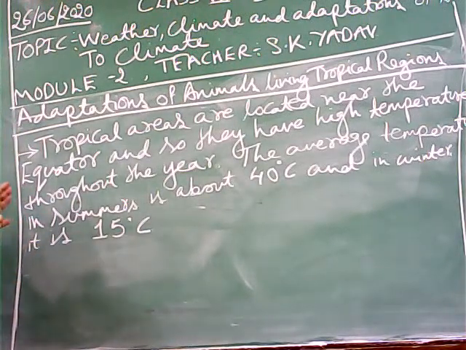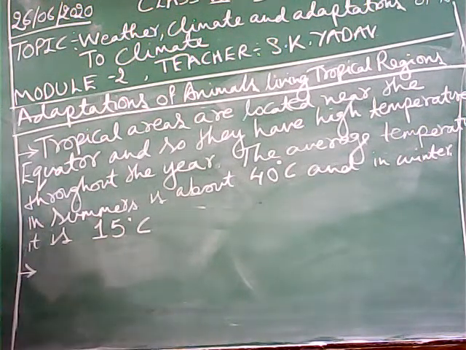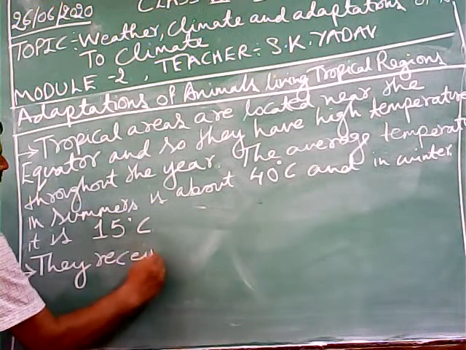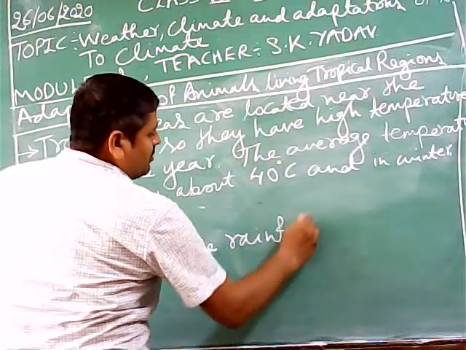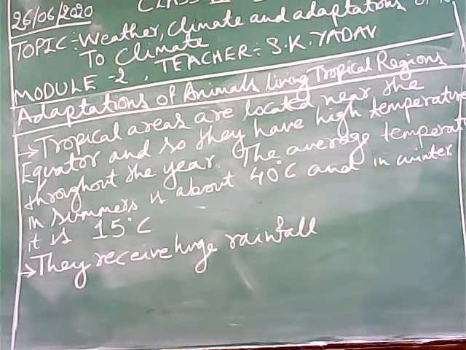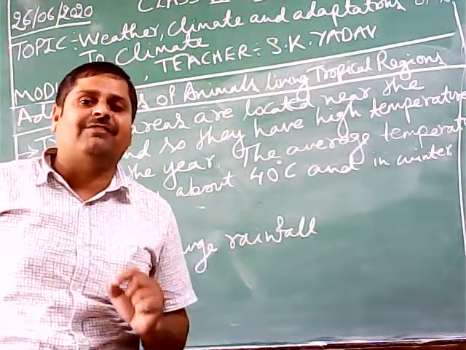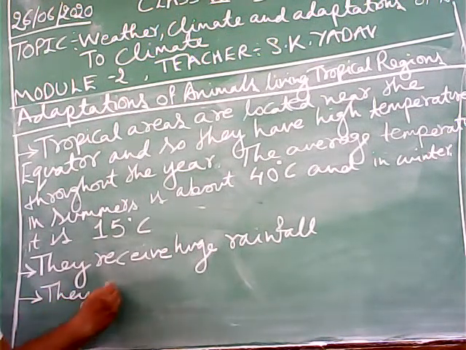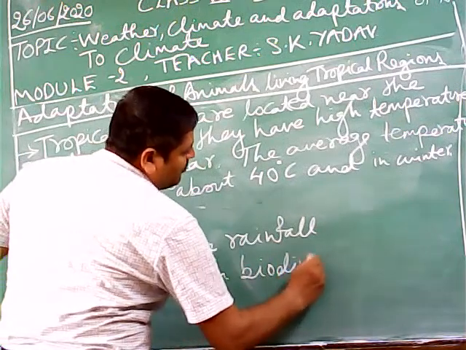Please note down along with me. Due to the presence of high temperature, another property of tropical region is that they receive huge rainfall. And that is why, due to the presence of huge rainfall, they are rich in biodiversity. Children, you might be familiar with the word biodiversity. If you are not, let me explain.